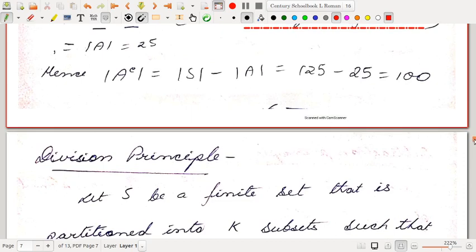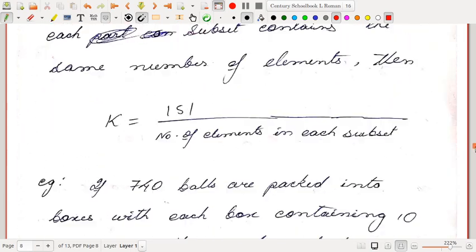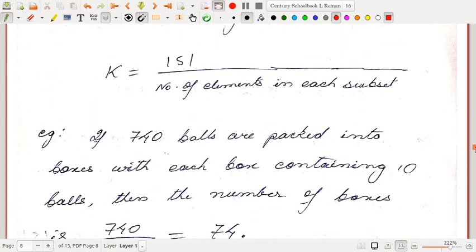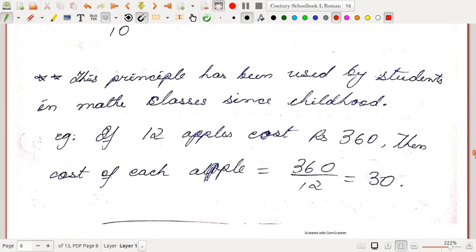Right. Then the division principle. This is something which we have already done at the school level many times. So let S be a finite set, and we are stating it in a different way now using sets. Let S be a finite set that is partitioned into k subsets, such that each subset contains the same number of elements. Then k is equal to the number of elements of S divided by the number of elements in each subset. So that's quite simple. Let me explain this one. The principle has been used by students in maths classes since childhood, maybe in class 2 or 3.